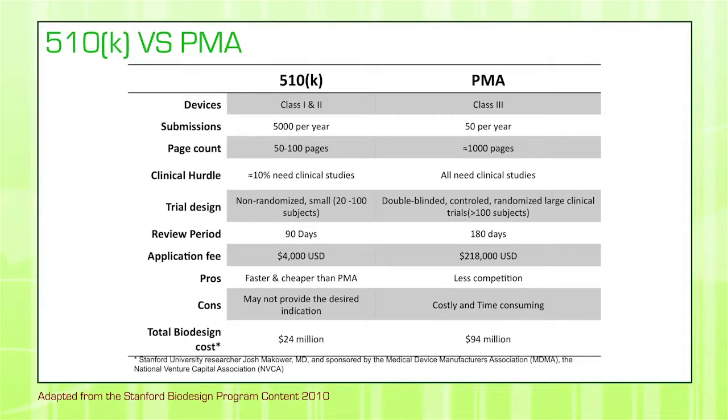At the end of the day, the total biodesign cost that is estimated for a 510K is actually over $24 million, which could sound like a lot of money for one single medical device on an easy track. But think about what a PMA could cost you, which on average is estimated to be over $94 million. So again, your regulatory pathway should consider your R&D strategy and clinical strategy, because you need to consider the amount of resources and time you have in order to achieve your goals.